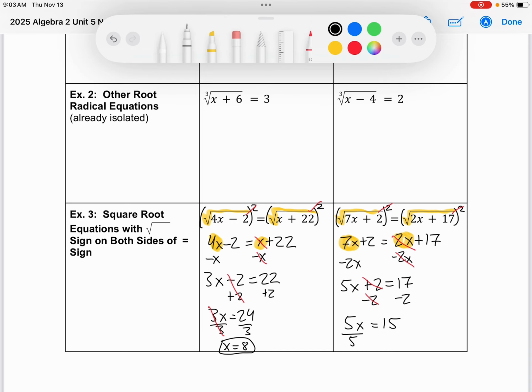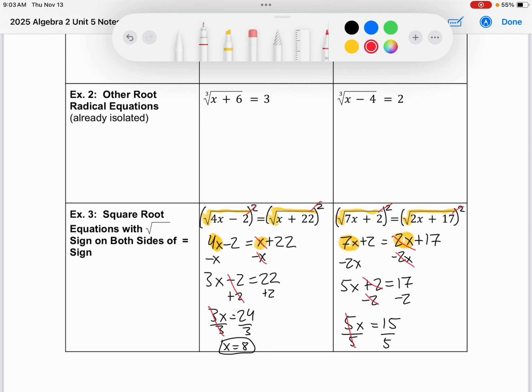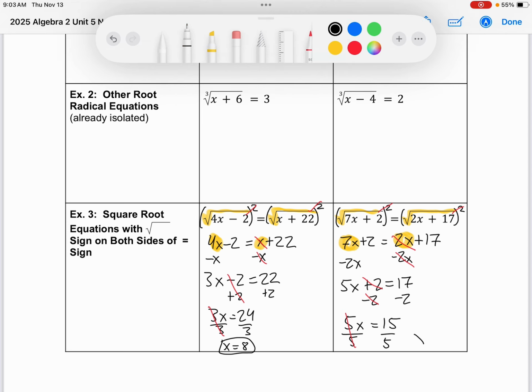We divide by 5 to cancel out with the coefficient of 5, and that gives me that x will be equal to 15 divided by 5, which is 3. And that is all for example 3.